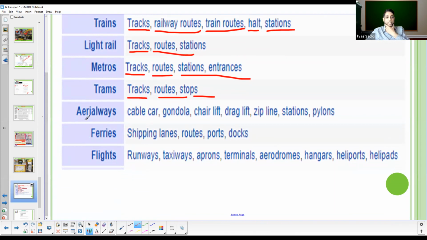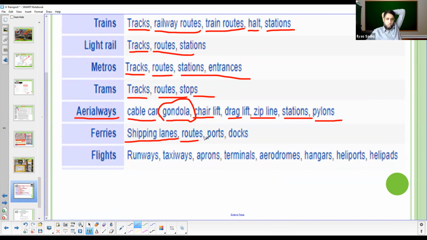The cable car. This is called, as we are talking about, the car cables. It's also called the chairlift, drag lift, zip line. It's called station and pylon and gondola. I don't know about gondola. But these are all the different names relevant to the aerial ways. So ferries are like shipping lines, routes, ports, and docks.